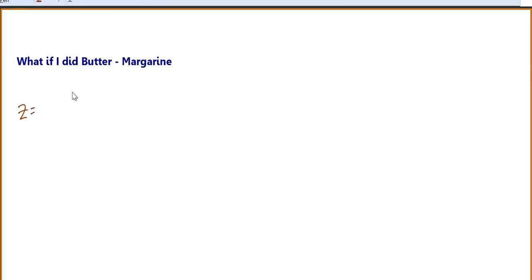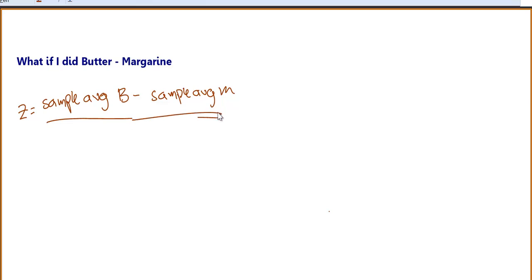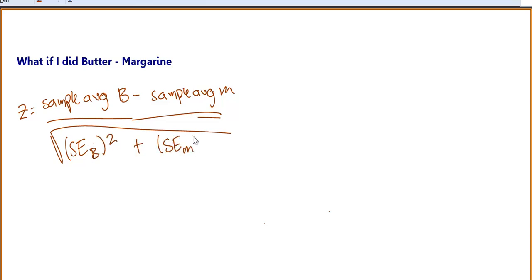But then when I try to find z, it would be my sample average for butter minus sample average for margarine. So everyone go ahead and follow along on our computation so you can see what happens if you do it in a different order than I do. Because I think it's always good to see this one. Over the square root of the standard error for butter squared plus the standard error for margarine squared. So I'm going to just read these off my paper. The sample average for butter is 254.8. Sample average for margarine is 252.6.